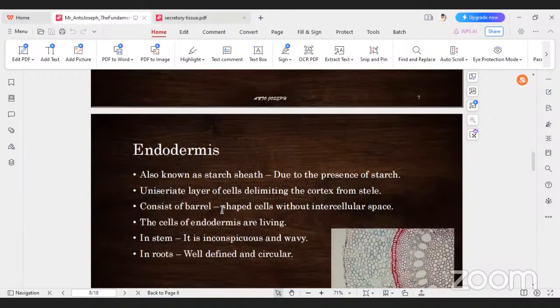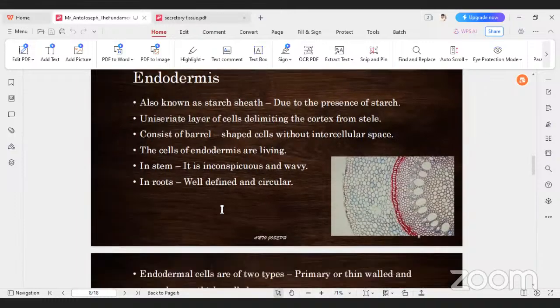And this is about cortex. Actually, cortex ends with one single layer that is called endodermis. You can see it in the diagram also, the red color line. In the diagram, this is epidermis. This is very important in internal structure, root internal, shoot internal. That's why I am explaining here. This is epidermis. This layer is the complete cortex. This is endodermis.